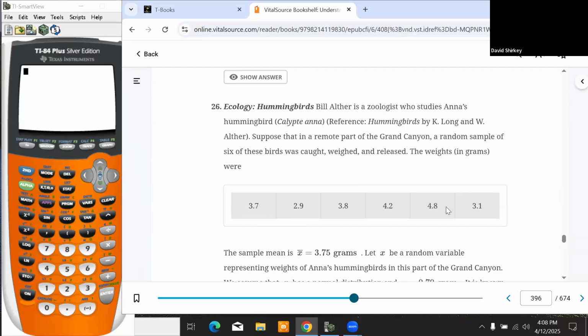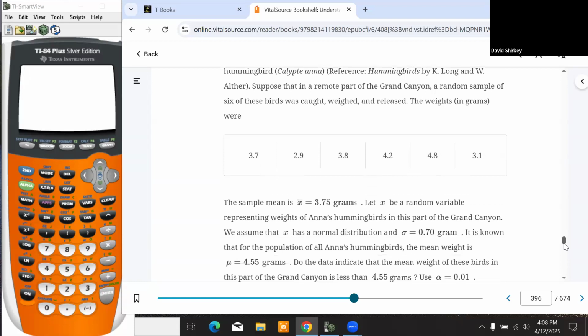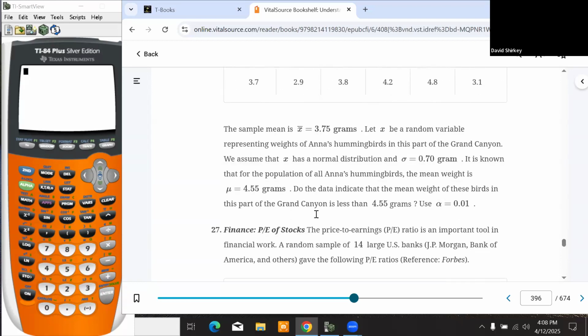So they give you the answer here as far as X bar. You add them together, divide by 6, and you're going to get the mean of the sample is 3.75, right? So they give this stuff to you for most of these. We assume that X has a normal distribution. Notice the population standard deviation is known here. Sigma is 0.70 grams. It's known that for the population of all Anna's hummingbirds, the mean weight is 4.55 grams.